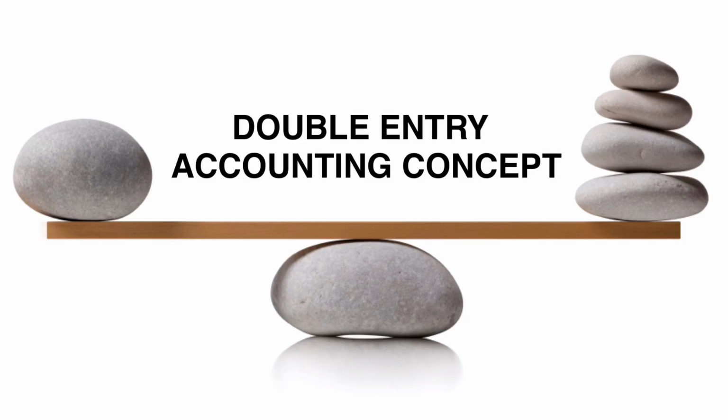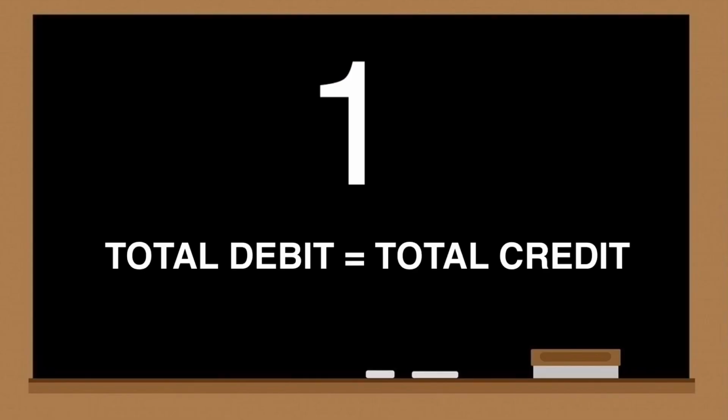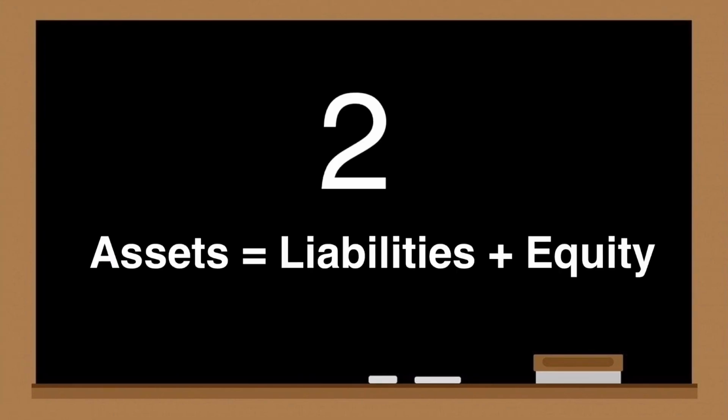The third step is to check whether the debits and the credits of the transaction meet the conditions of double entry accounting. So we need to make sure that the total debits and the total credits of the accounting entry are equal, and the accounting equation is still in balance. So the variation in total assets must equal the variation in total liabilities plus equity. If you want more understanding about double entry accounting, please watch the previous video.